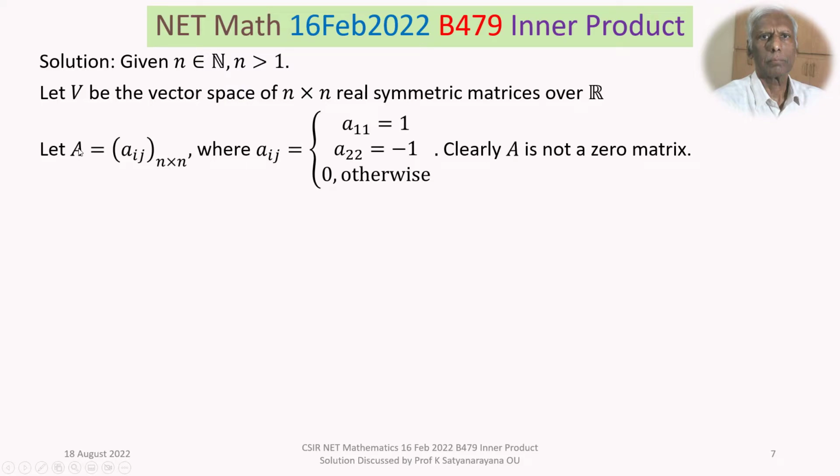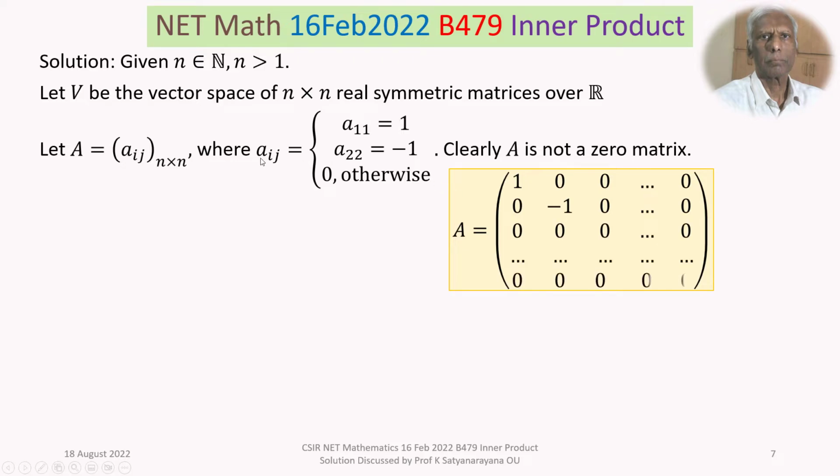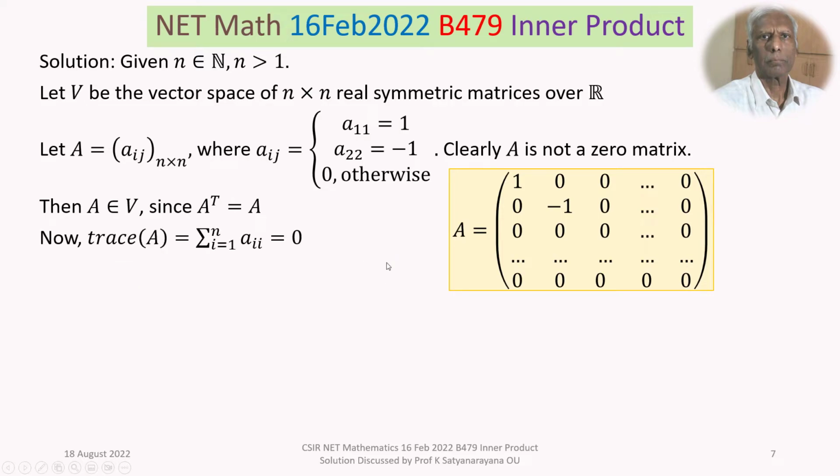But anyway, I have taken an n by n matrix where a11 is 1 and a22 is minus 1, and the other aij's are all 0 otherwise, other than these two. The remaining elements are all 0. So clearly A is not a 0 matrix. The matrix A, the n by n matrix, what I am talking about is this one. Now A belongs to V because A is a real symmetric matrix, right? A transpose is equal to A. And observe that the trace of A is the sum of the diagonal entries, that is 0.